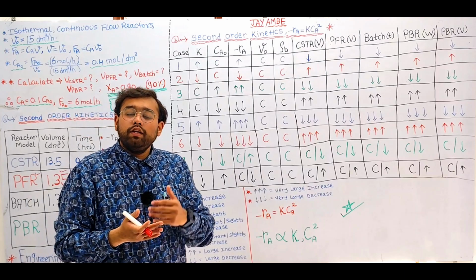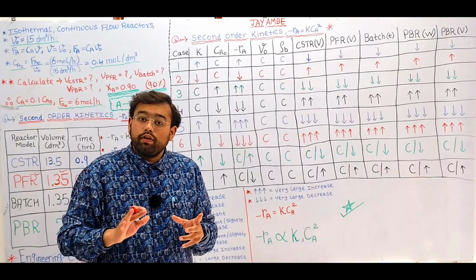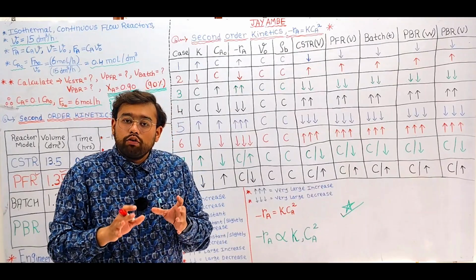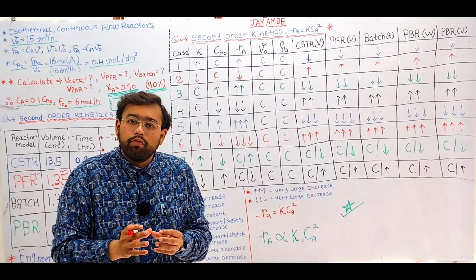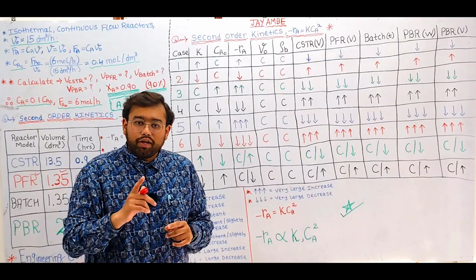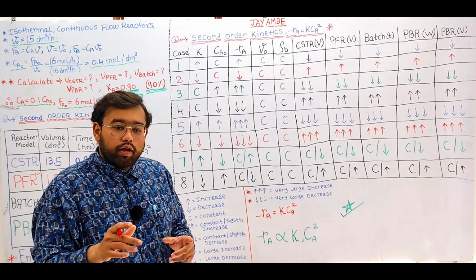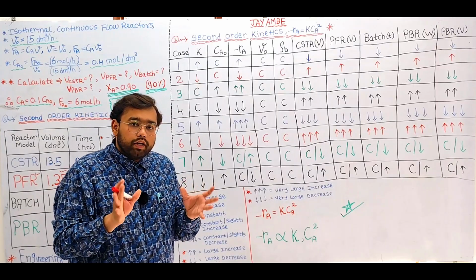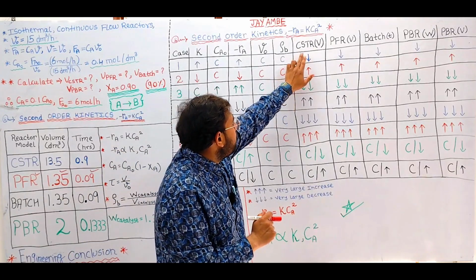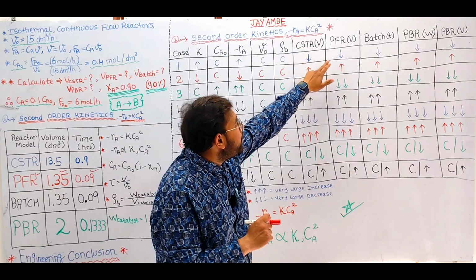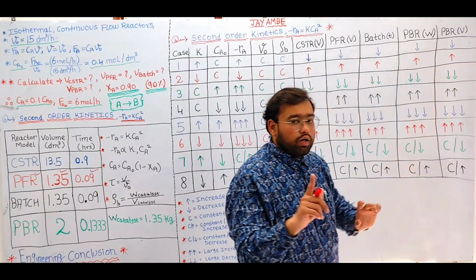Which means by increasing the rate constant, the reaction rate will increase, which means the speed of the reaction will increase. So we will require a smaller reactor volume to achieve the same design conversion, due to which the required volume of the reactor will decrease. I hope up to here you understood. So the required volumes of the CSTR, PFR and packed bed reactor will decrease.